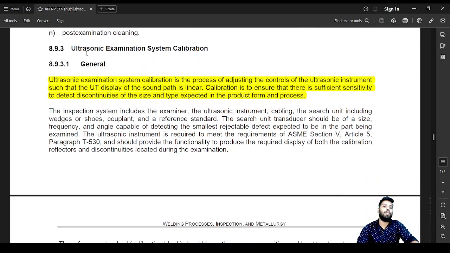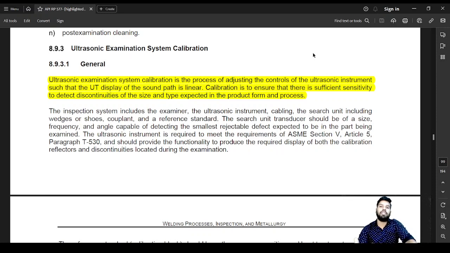Now, generally, before you do ultrasonic examination, a calibration is required to understand if your equipment is working as intended. Ultrasonic examination system calibration is the process of adjusting the controls of the ultrasonic instrument, such as the UT display, so that the sound path is linear. Calibration is to ensure sufficient sensitivity to detect the discontinuities of the weld and the type expected in the product form and process.